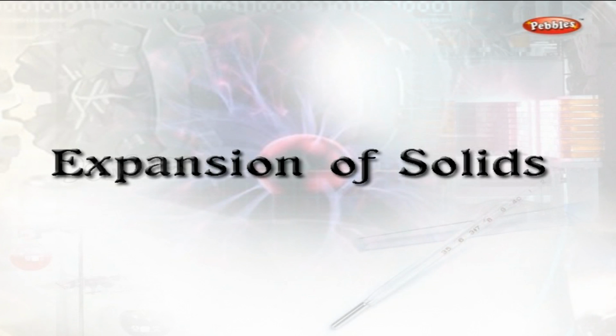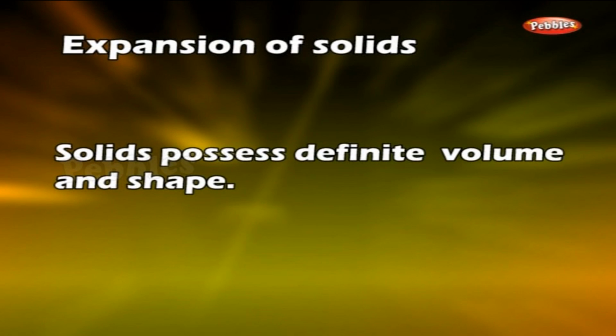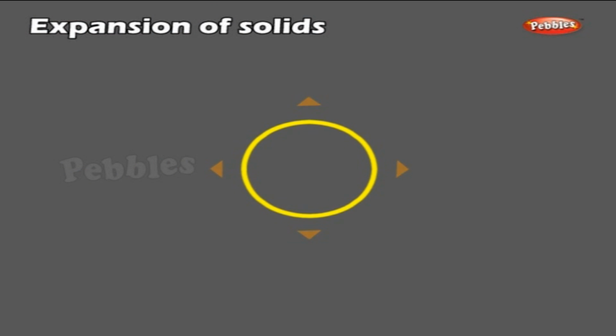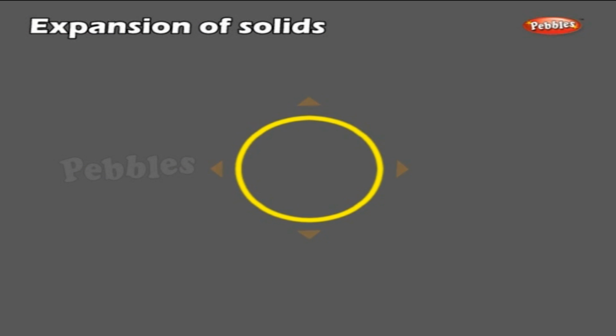Expansion of solids. Solids possess definite volume and shape. When heated, they expand in all directions. This results in an increase in length, area, and volume when heated.